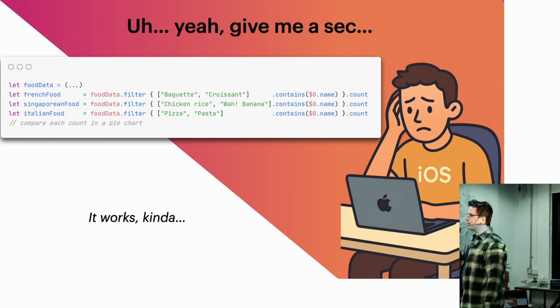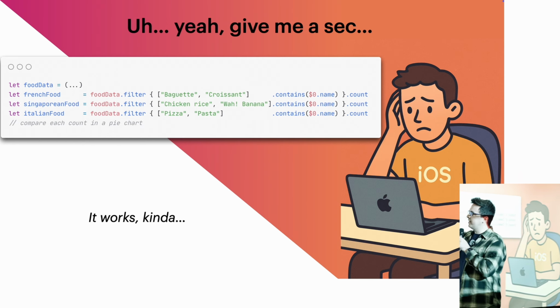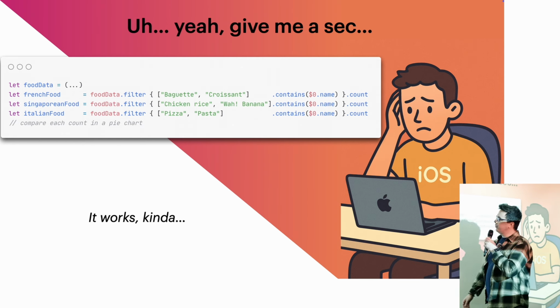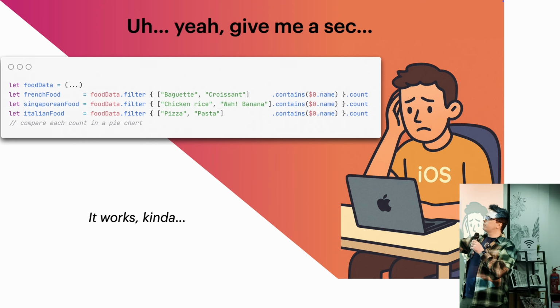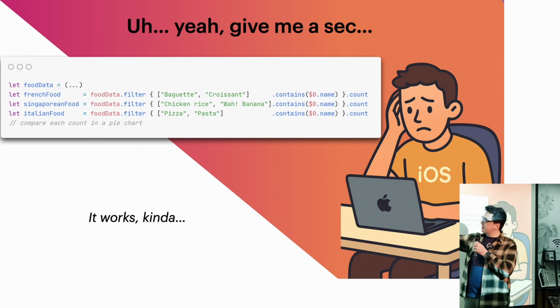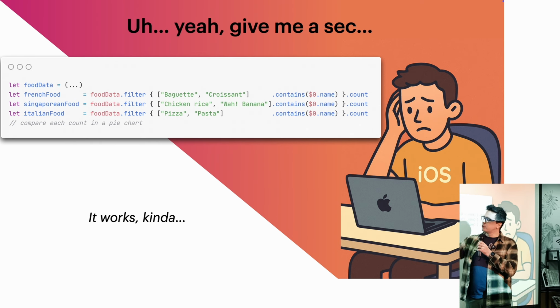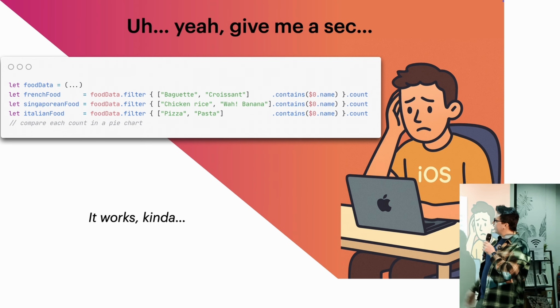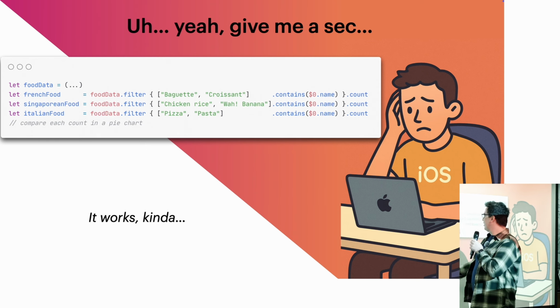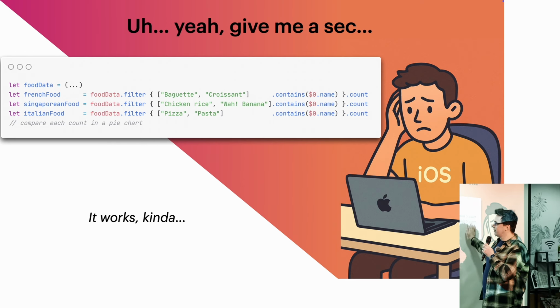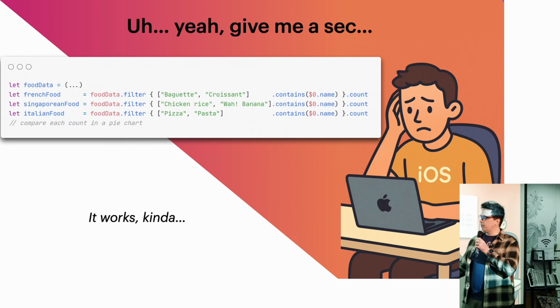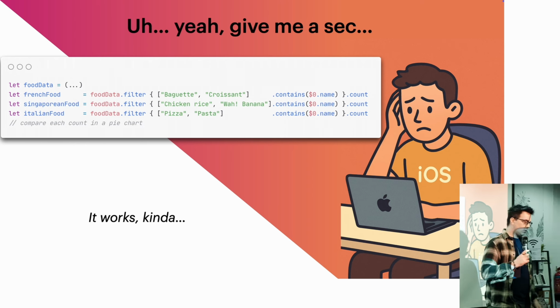And you do something like that, right? You have, let's say, food data, and you write a filter to check which food contains things like baguette or croissant to find French food, or chicken rice or banana for Singaporean food, pizza and pasta for Italian. And then you do the counts and you compare everything in a pie chart. And this approach works, kind of.